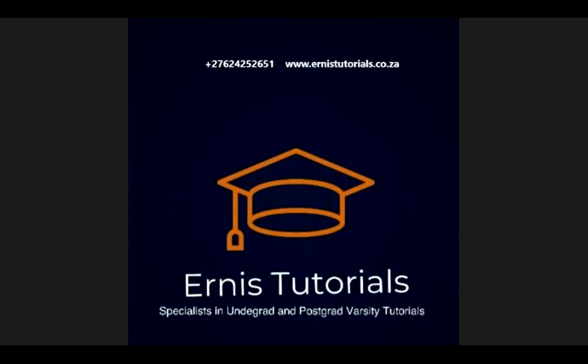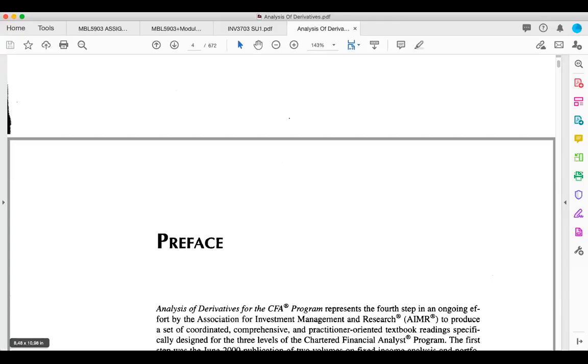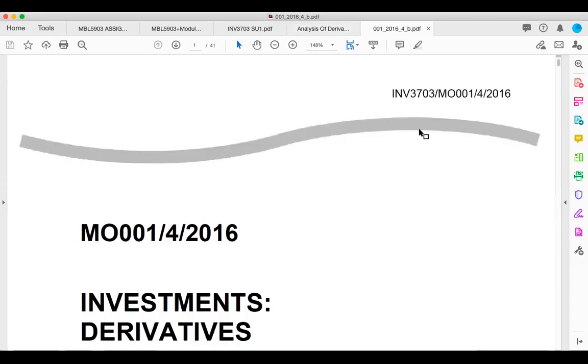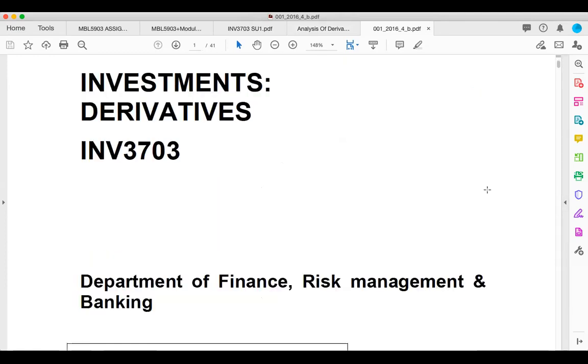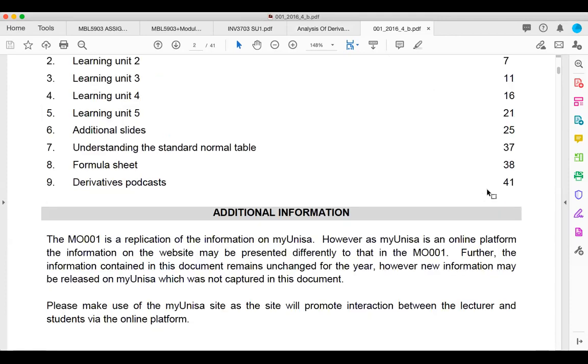INV3703, derivatives. It's part of the Unisa modules in the College of Investments and Finance, and it's a sister module to INV 3701 and 3702.